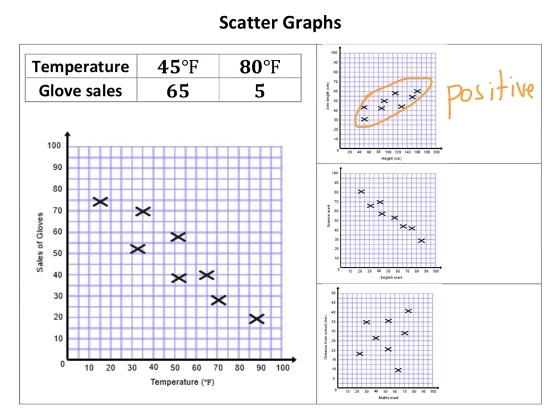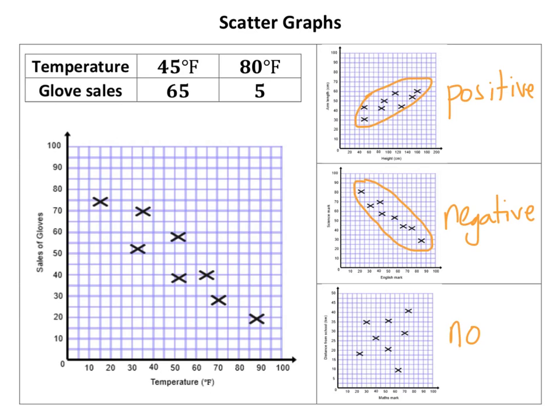Right, and you probably guess when they're going down the other way from top left to bottom right, that's going to be negative. Okay, and when they're all over the place and they don't look like they're in any sort of line at all, that is no correlation. So there you go, that's the first bit.